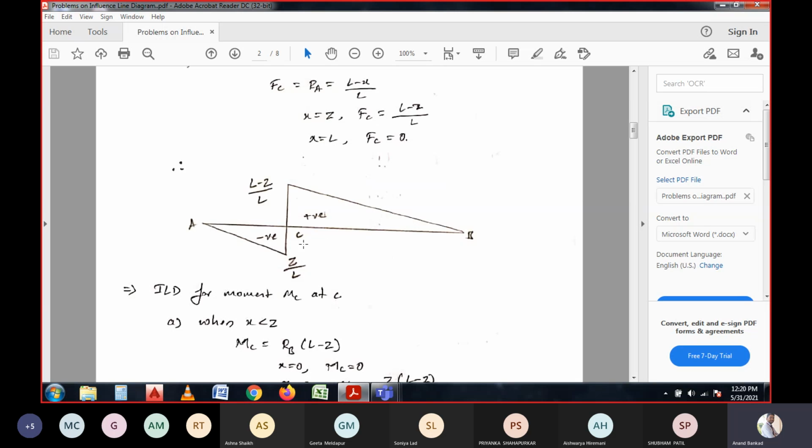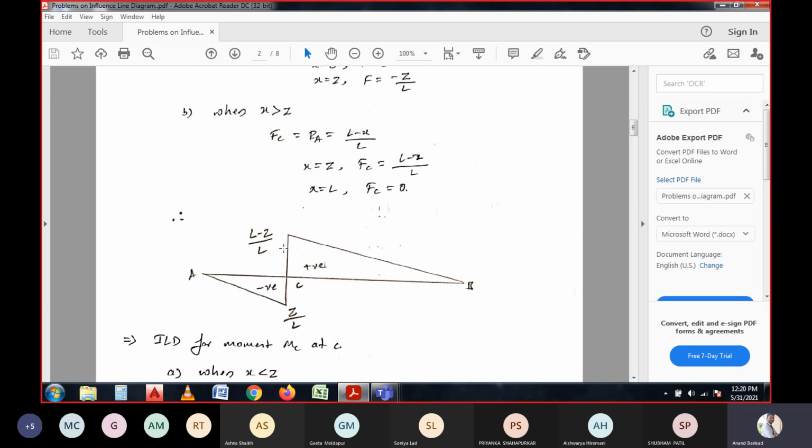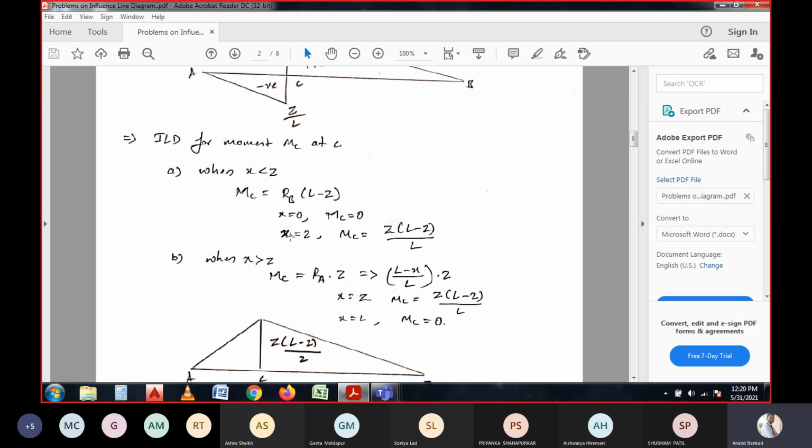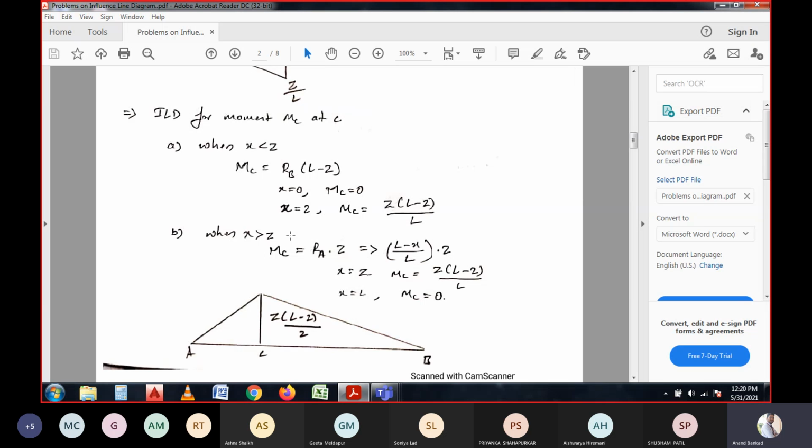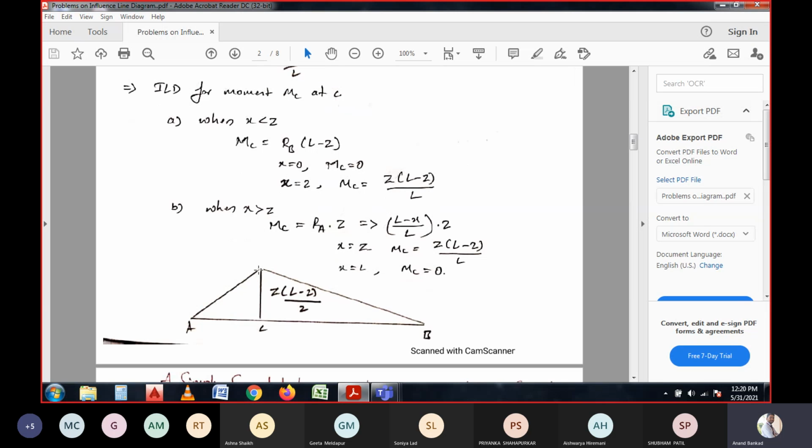And apart from that, we have another one, which is moment: the influence line diagram for the moment at a given point or a given section in the beam. When we are going to calculate the bending moment at a point, at that point we need to consider the apex point of the triangle, with a similar triangle. And here we need to remember this formula.